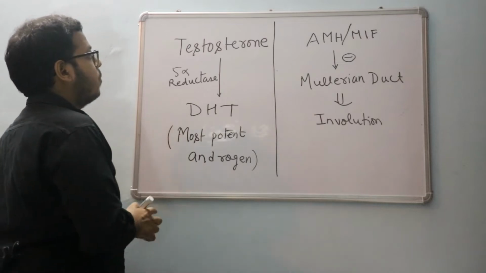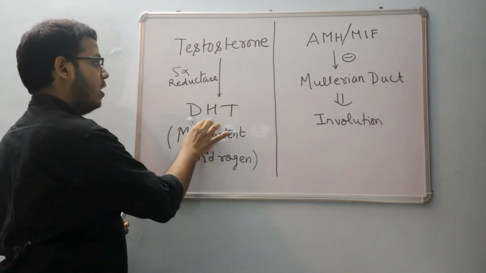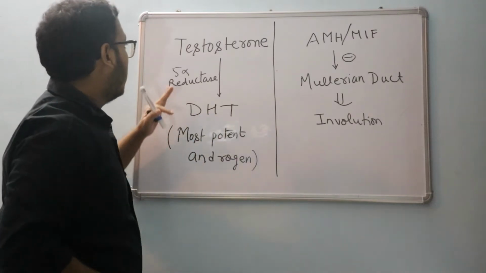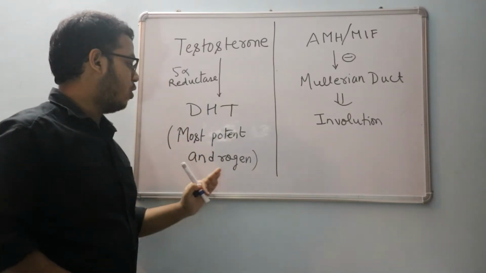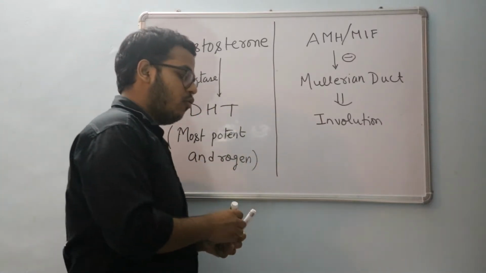Now, the testosterone and the DHT, they act on the androgen receptor for the male external genitalia.